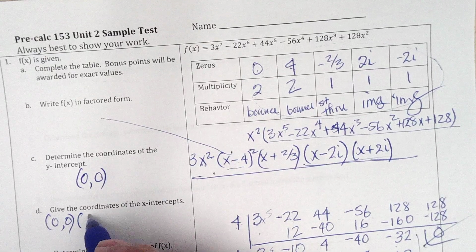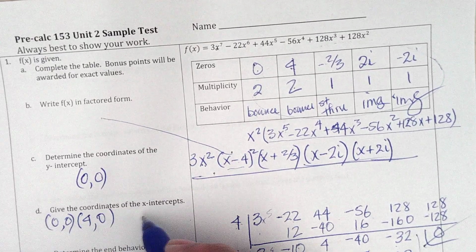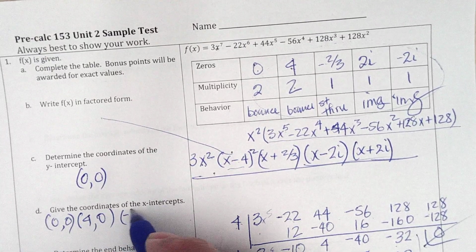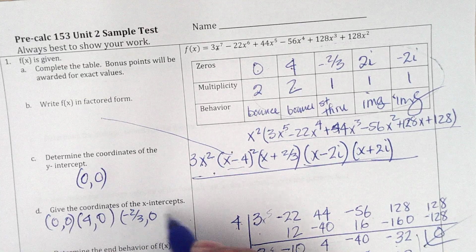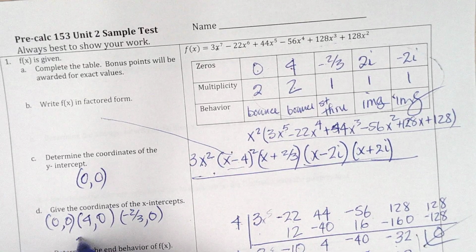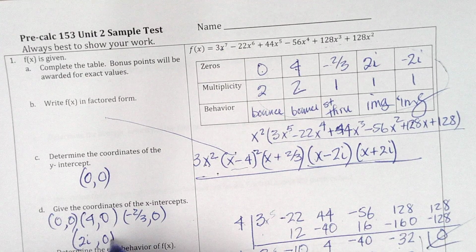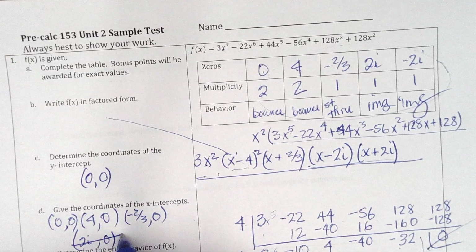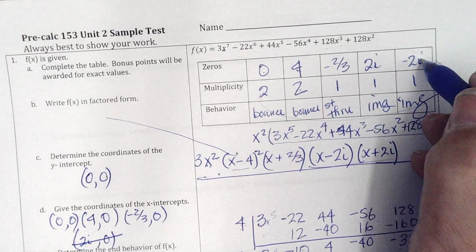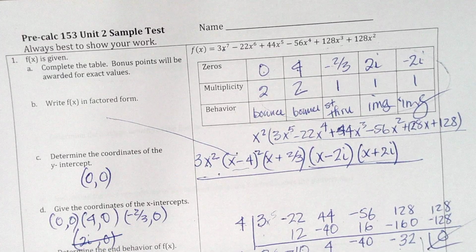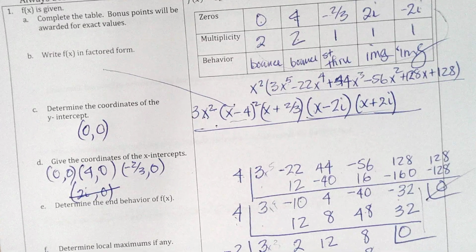X is 4, we get 0. X is negative 2/3, and we'll get 0. X is 2i, we get 0. But that doesn't hit the x-axis, so those are not x-intercepts because they don't hit the x-axis.